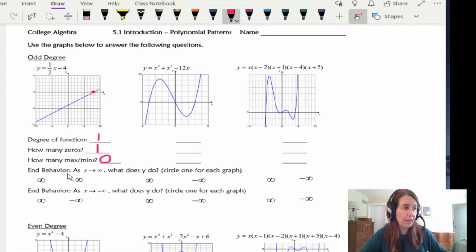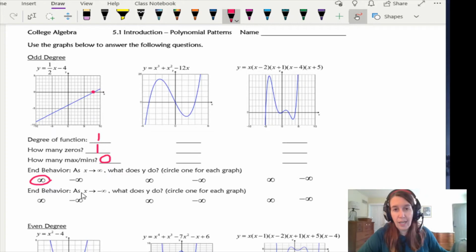Okay, and then this next part, read this carefully, and it will help you be introduced to some new notation that we'll be using soon. So as x approaches infinity, that's what this arrow means. X can't equal infinity, but as it approaches infinity, which means it's getting bigger and bigger, what does y do? So what does the function do? So notice that the function is going up. So it is approaching infinity.